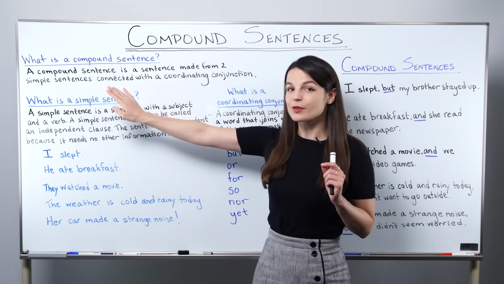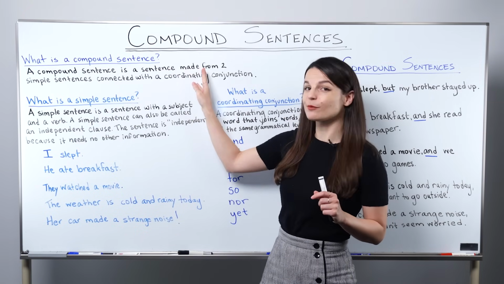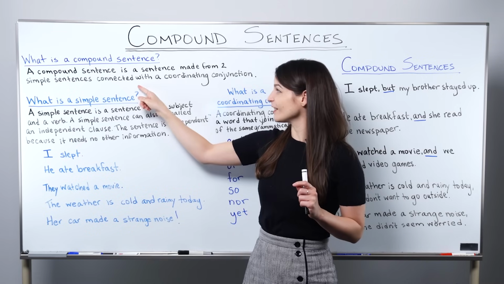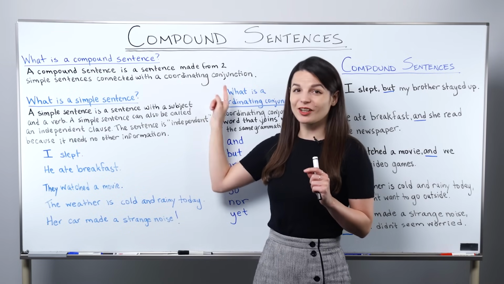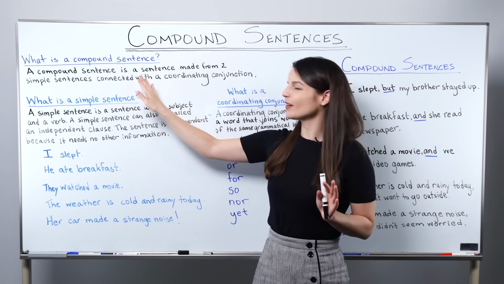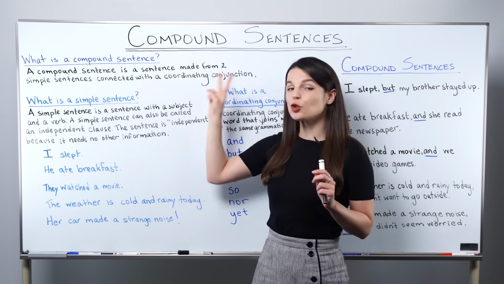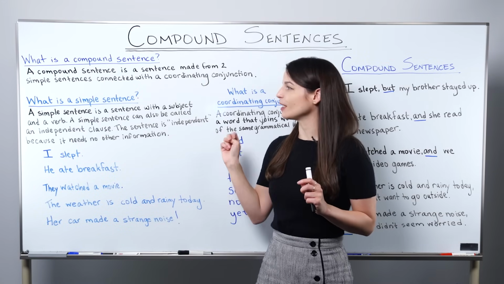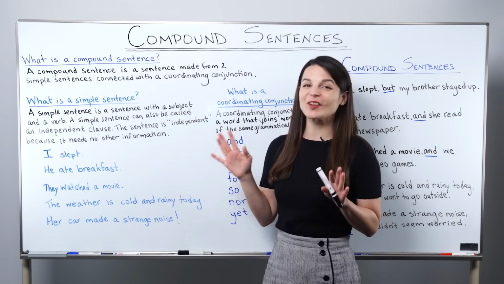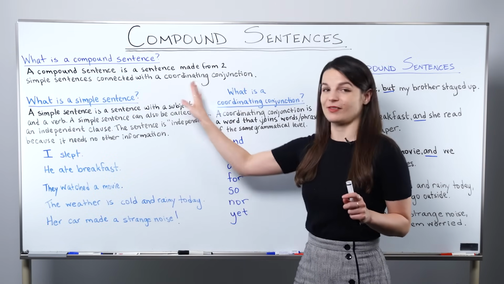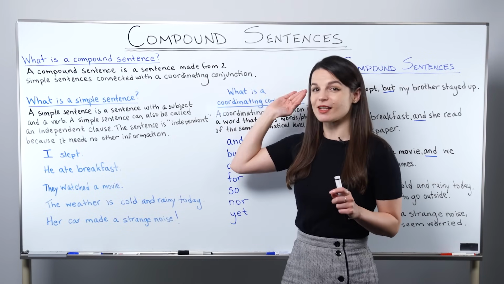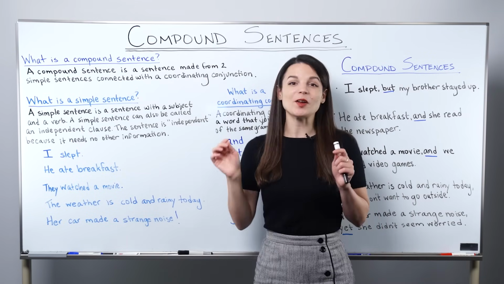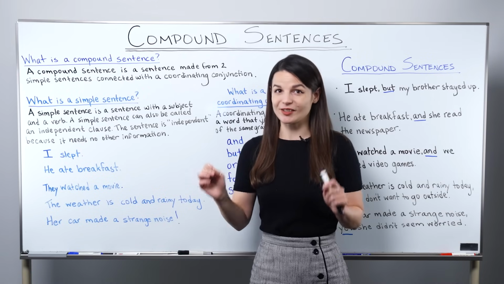A compound sentence is a sentence made from two simple sentences connected with a coordinating conjunction. So again, a compound sentence is a sentence made from two simple sentences connected with a coordinating conjunction. What does that mean? So let's break down these parts of this definition, and then we'll practice making some compound sentences. So a compound sentence is a great way to level up your sentence structure.